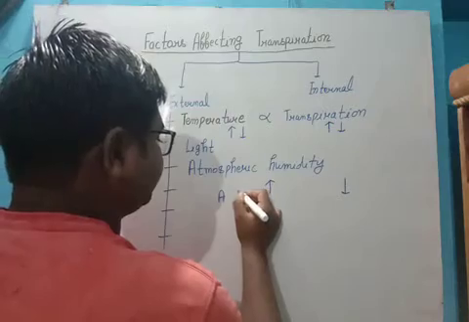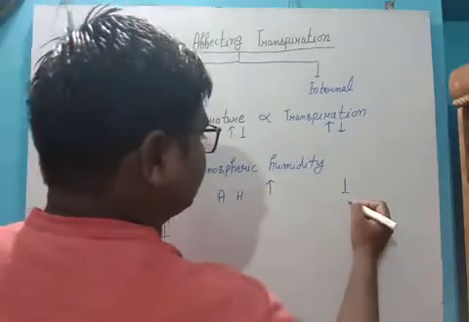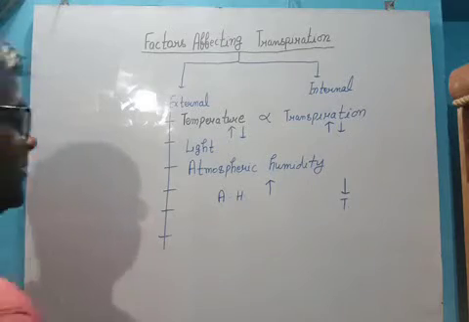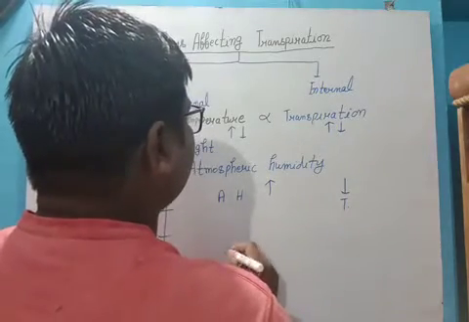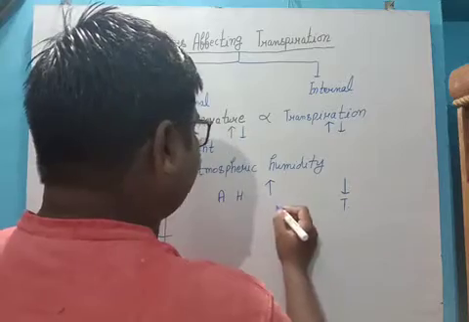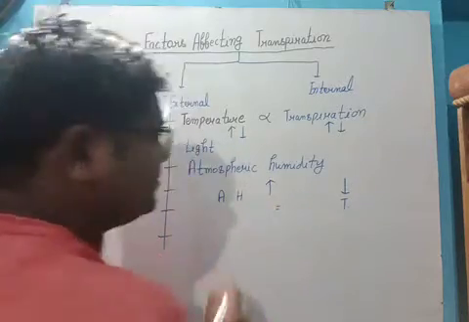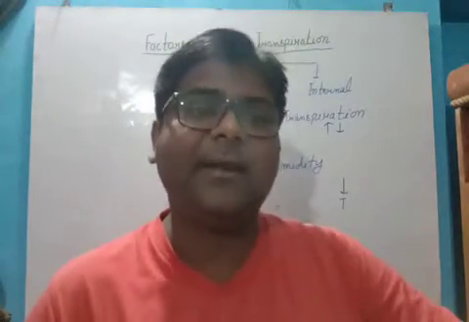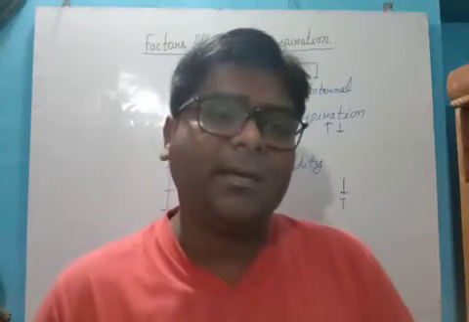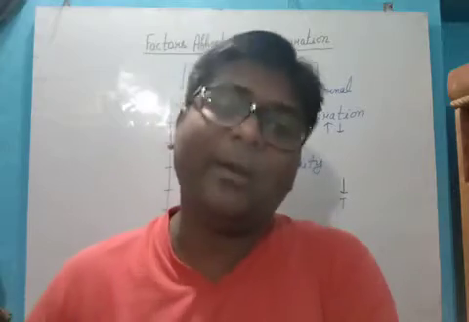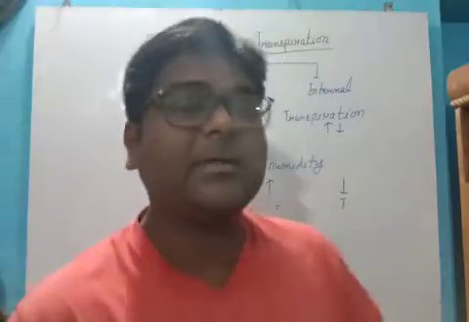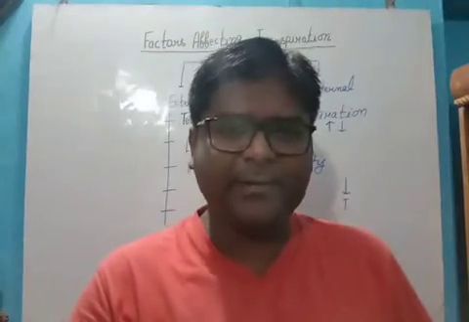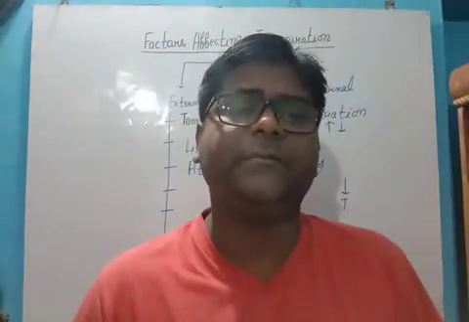So what we have, atmospheric humidity, we are writing AH, and we have T, transpiration. So what is the relation? We are getting an inverse relation. So how can we write it? AH is proportional to 1 upon T. It means whenever we have a high rate of atmospheric humidity, we will have a low rate of transpiration. That is inverse relation.